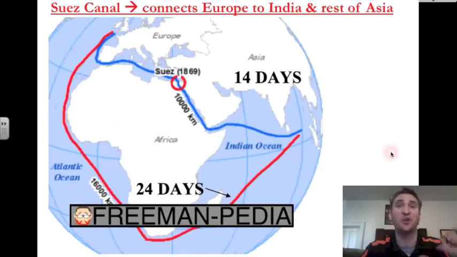Why was the Suez Canal so important to trade and the age of imperialism? The Suez Canal connected Europe to India and the rest of Asia. So let's trace this blue line. This is the route a ship might take using the Suez Canal. You can go right through the Mediterranean to the Red Sea and out to the Indian Ocean. Before the Suez Canal, you had to go all the way around the continent of Africa, much like Vasco da Gama did, to get to the Indian Ocean and to India and the rest of Asia.